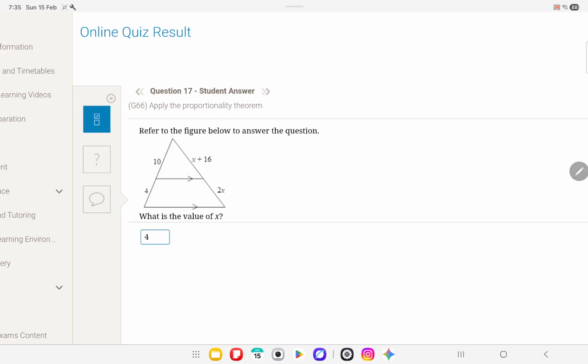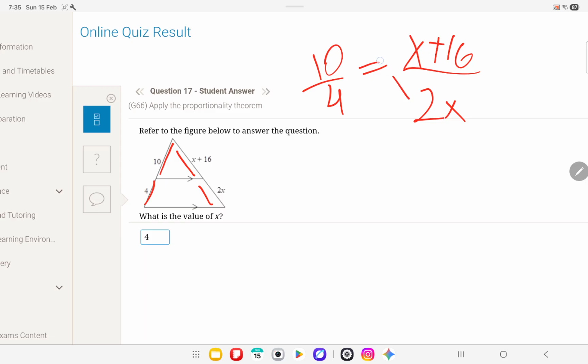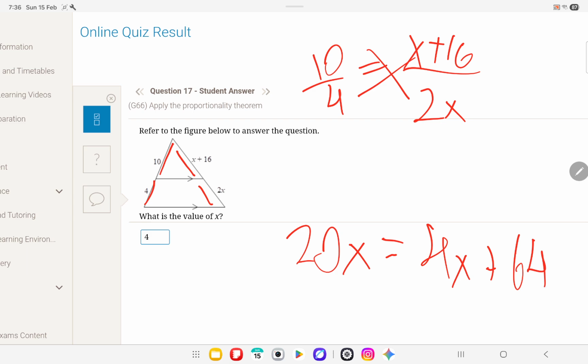Here it's easy. Short over short equals short over short. So 10 over 4 equals x plus 16 over 2x. We do cross multiplication. It will be 20x equals 4 times x is 4x, 4 times 16 is 64. Then we take this to the other side. It will be 20x minus 4x. It's plus, it will be minus 4x. It will be 16x equals 64.